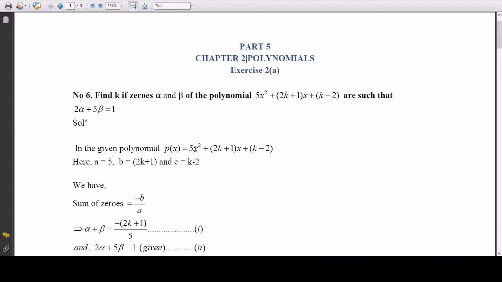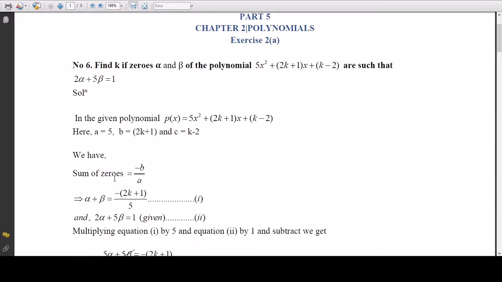In this given polynomial, what is A? A is the coefficient of x squared, which is 5. What is B? B is the coefficient of x, which is 2k plus 1. And what is C? C is k minus 2. We have the sum of zeros equal to minus b by a. That means alpha plus beta is equal to minus (2k plus 1) by 5. Mark this as equation number 1, and it is given that twice alpha plus 5 beta is equal to 1. Mark this as equation number 2.